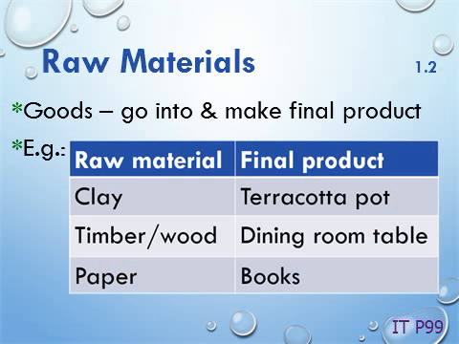Raw materials are goods that go into making the final product. Examples of raw materials are illustrated in the table below. The raw material, clay, for making the finished good, a terracotta pot. The raw material, timber or wood, for making the finished good, a dining room table. The raw material, paper, for making the finished goods, books.